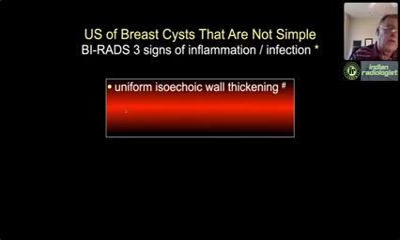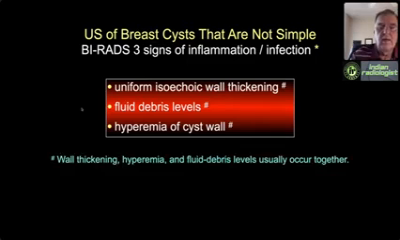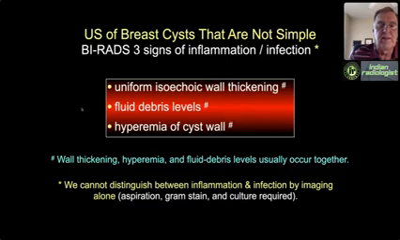Now, there's one other thing that we might put a needle in a cyst for other than papilloma or carcinoma, and that's an infected cyst. So what are the signs of inflammation or infection? There are three. Uniform isoechoic, quote-unquote, wall thickening, which I'll show you is really pericystic. A debris level, which is pus. And hyperemia of the cyst wall, again, it's really pericystic hyperemia. Usually we see all three of those things together.